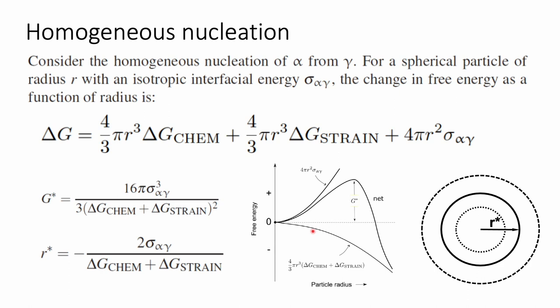Talking about the free energy change in this system, we have three contributions. For the volume part, you have delta G chemical plus delta G strain, and overall they must be negative. Then the interface part always gives a positive contribution, which means positive energy, and that gives the barrier. We are talking about the overall free energy change in terms of particle size. As long as the overall delta G goes in the negative direction, this transition is possible.